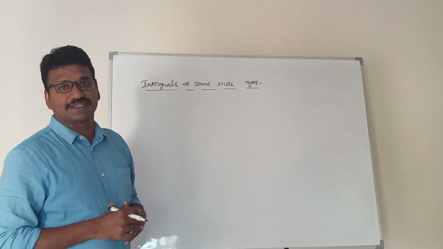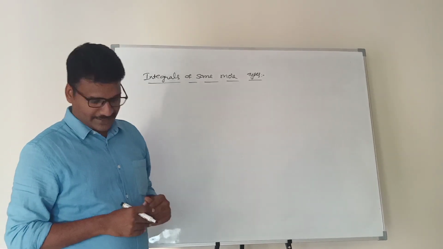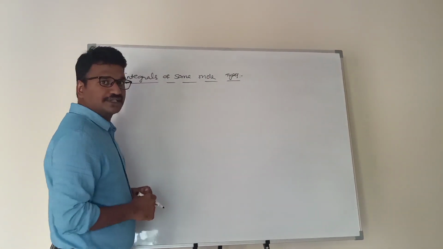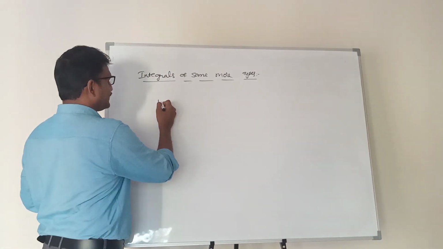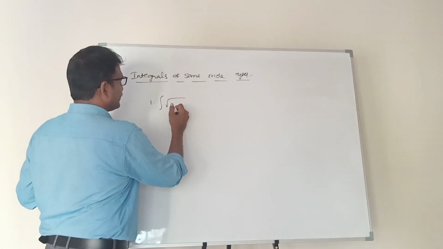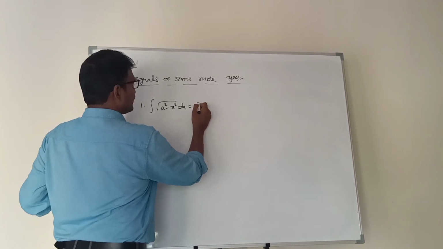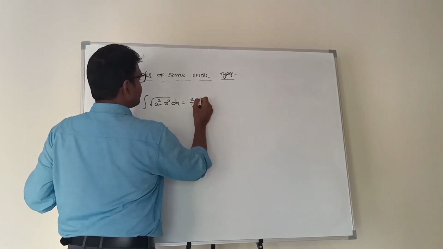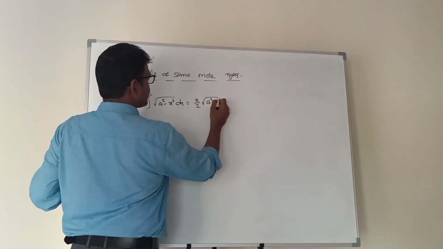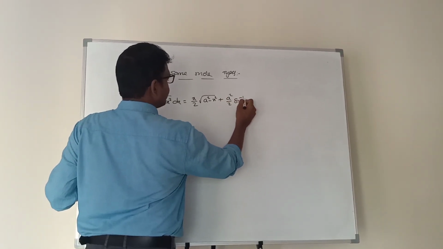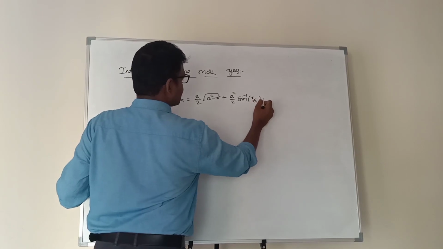Some more types, exercise 7.7 in NCERT textbook. So already I discussed three formulas in integrals of some more types. In that, the first formula is integral of root of a square minus x square dx. The formula for this is x by 2 into root of a square minus x square plus a square by 2 into sin inverse of x by a plus c.